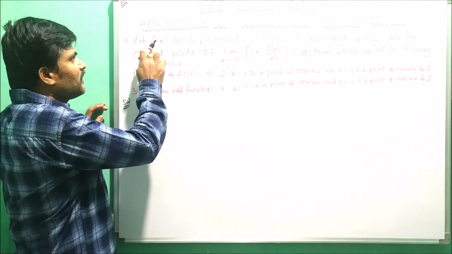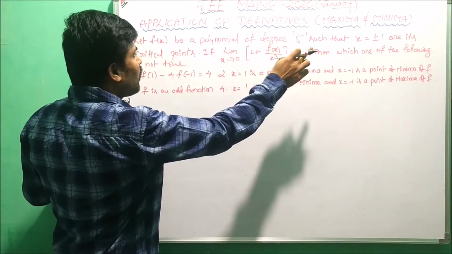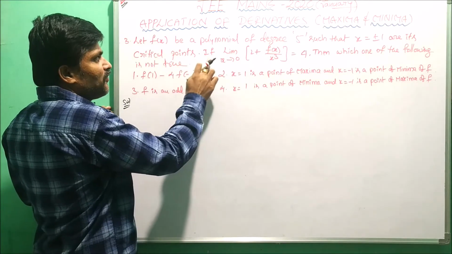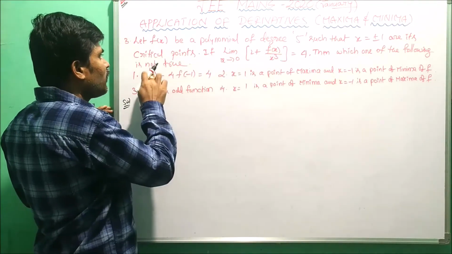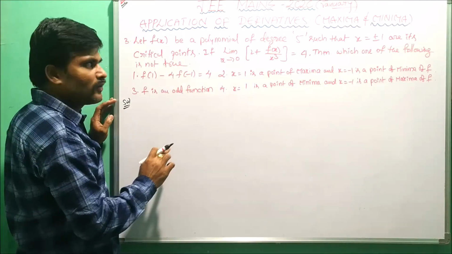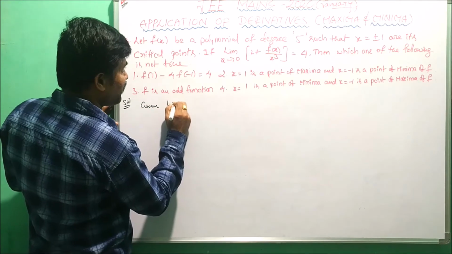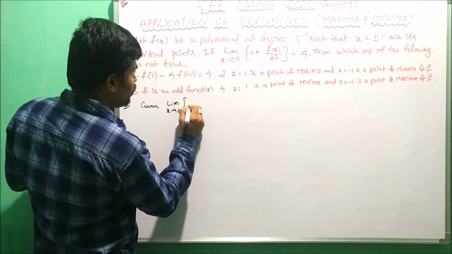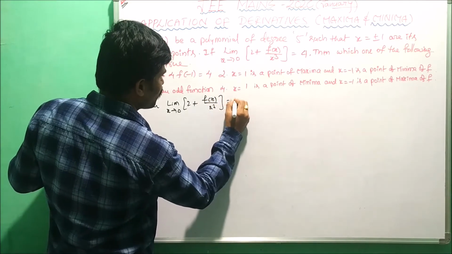Now the third one is: let f of x be a polynomial of degree 5 such that x equals plus or minus 1 are its critical points. If the limit as x tends to 0 of 2 plus f of x by x cube equals 4, then which one of the following is not true in the given 4 options? So in this problem, given limit x tends to 0, 2 plus f of x by x cube equals 4.